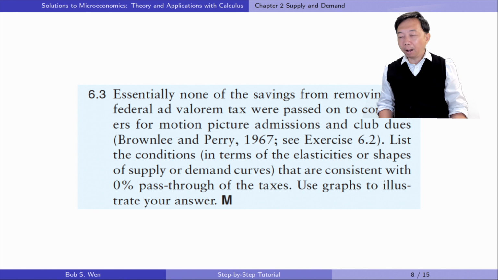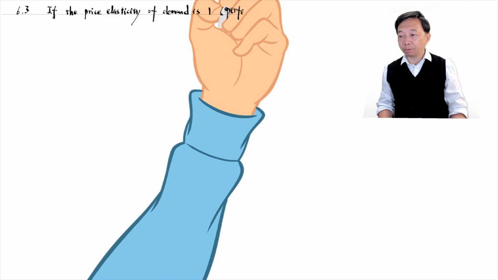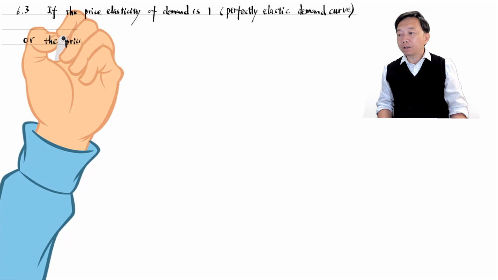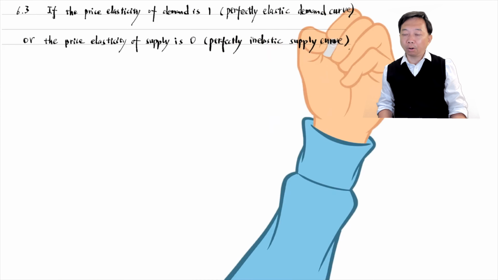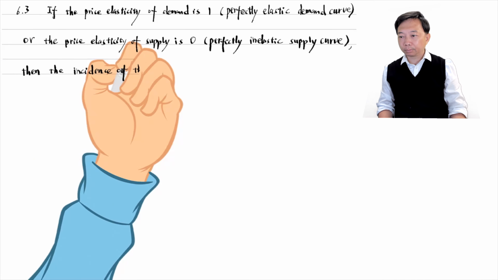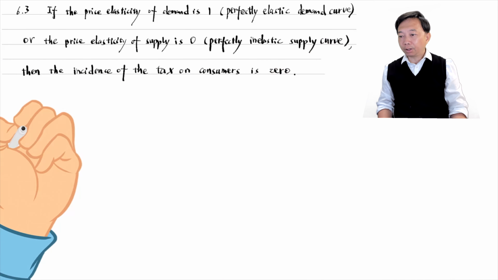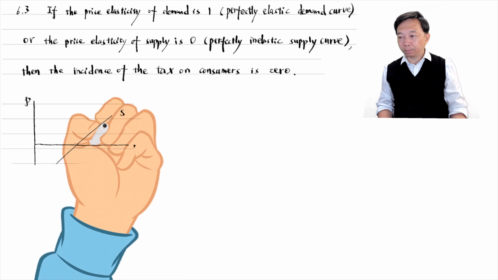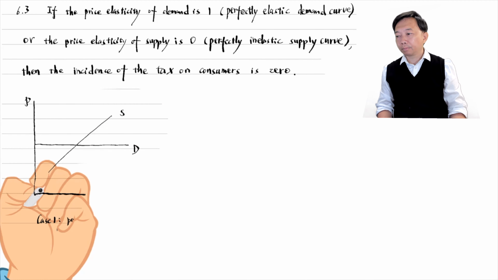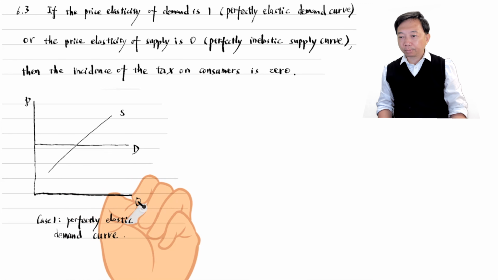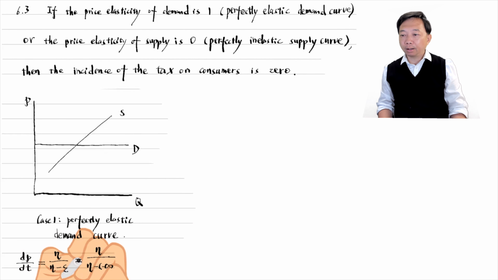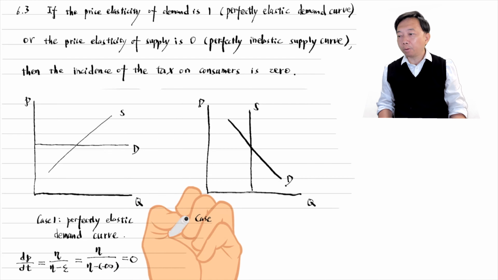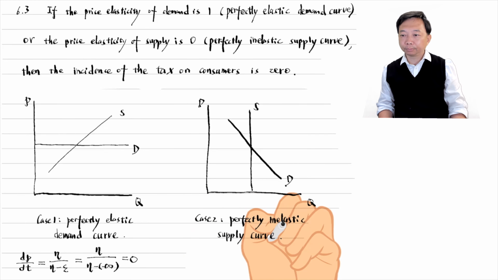This exercise is about the incidence of the tax on consumers, that is 0. If the price elasticity of demand is 1, or the price elasticity of supply is 0, then the entire burden of the tax falls on firms. The incidence of the tax on consumers is 0 in these two cases. The graphs are as follows. We can use the tax incidence on consumers formula to check the answer.